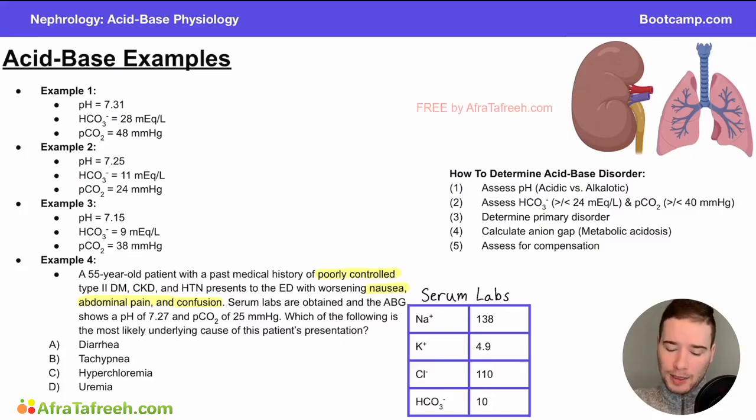The question then goes on to say that serum labs are obtained and the ABG, or arterial blood gas, shows a pH of 7.27 and a PCO2 of 25. I would highlight those as well, right? We know based on these values that these are things that can indeed be used if this is ultimately an acid-base question.